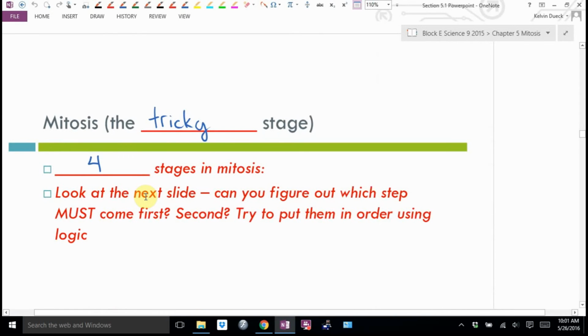Mitosis has 4 stages. You're going to have to memorize these 4 stages. In fact, this is going to be a test question. I'll tell you a question that's going to be on your test right now. It's explain the 4 stages of mitosis. Okay?